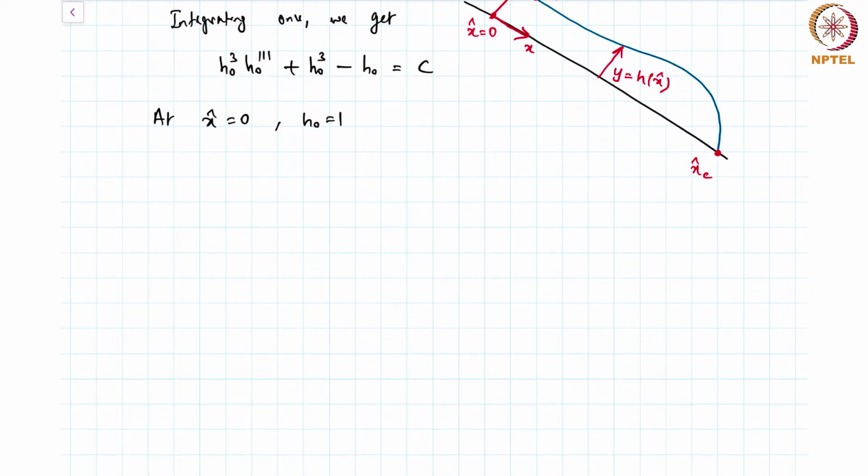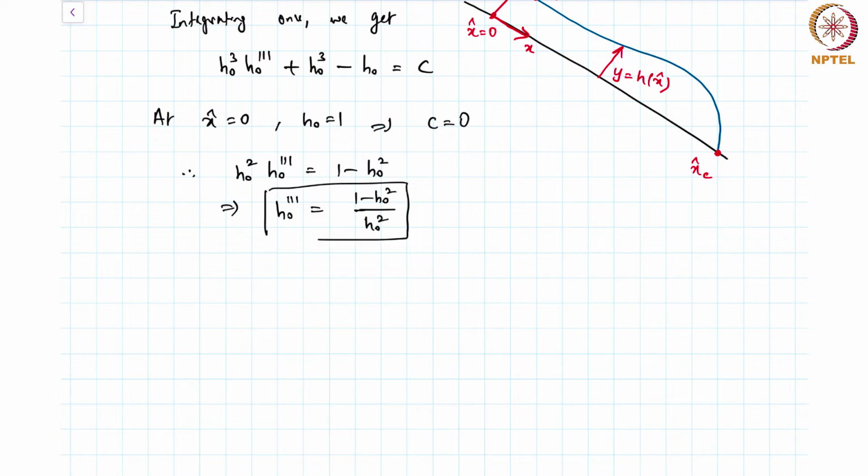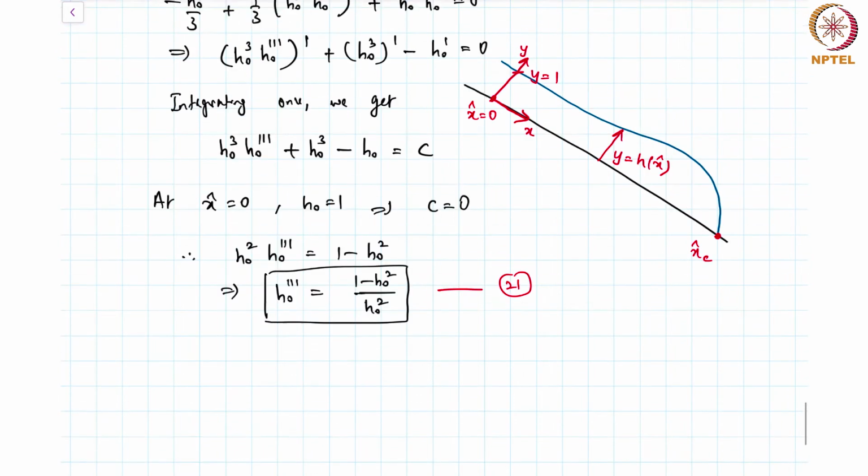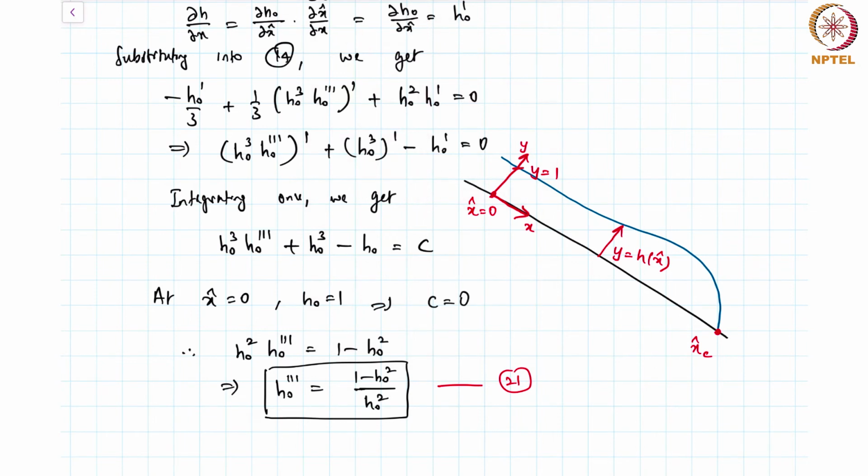Now if we use the condition that h naught is 1, we simply get c equal to 0. Therefore the equation that we get after simplification becomes h naught square h naught triple prime is equal to 1 minus h naught square, or we get h naught triple prime is equal to 1 minus h naught square by h naught cube. We'll give it a label. Well, I guess I didn't really define label 20 at all. We can call this label number 20.